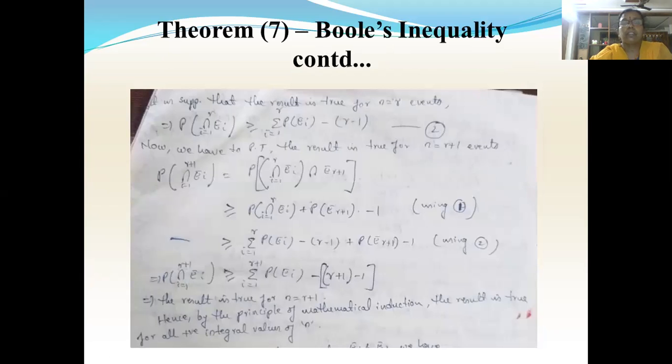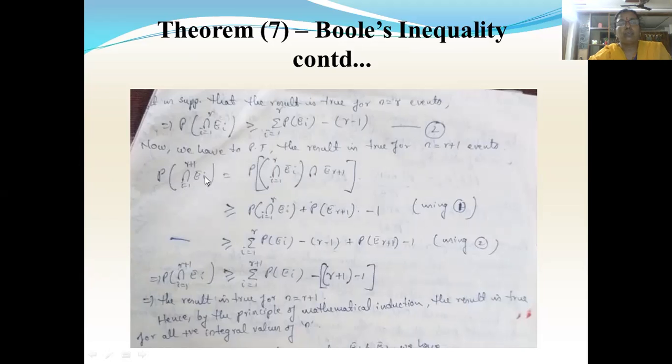So let us suppose the result is true for n equal to r events. So what I'll write? P of intersection EI, I is from 1 to r is greater than or equal to summation P of EI, I is from 1 to r minus r minus 1. Now we have to prove that the result is true for n equal to r plus 1 events. So that means what I have to consider? Probability of intersection EI, I is from 1 to r plus 1.